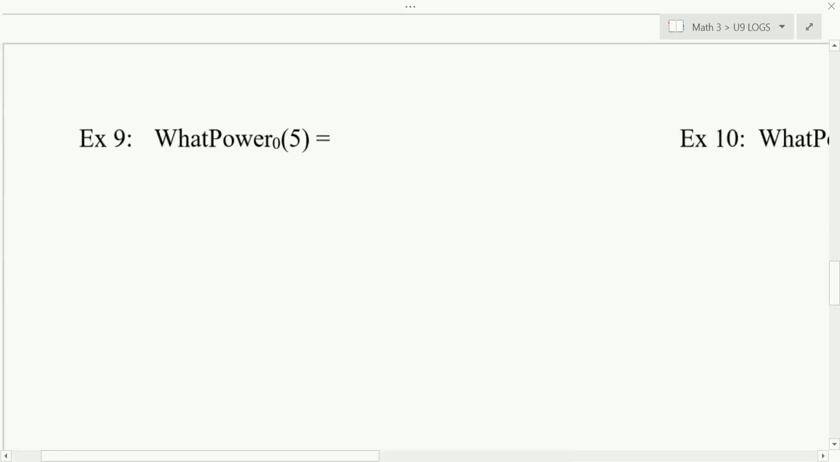How about number 9? Try number 9 out. What power base 0 of 5?